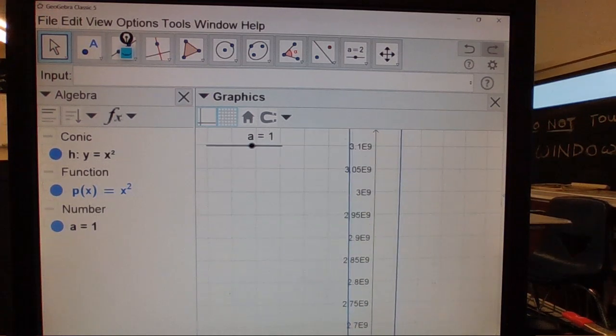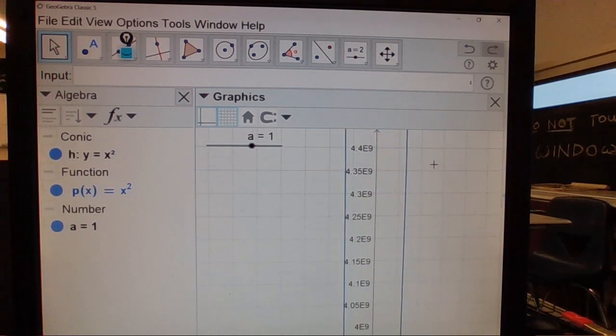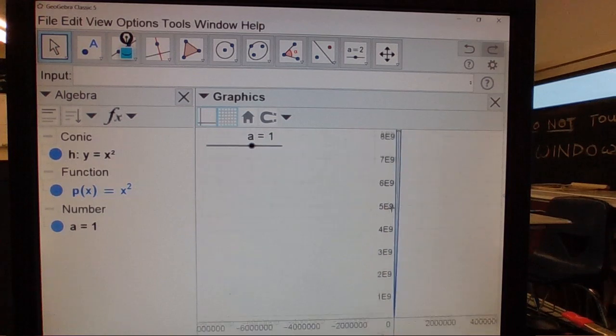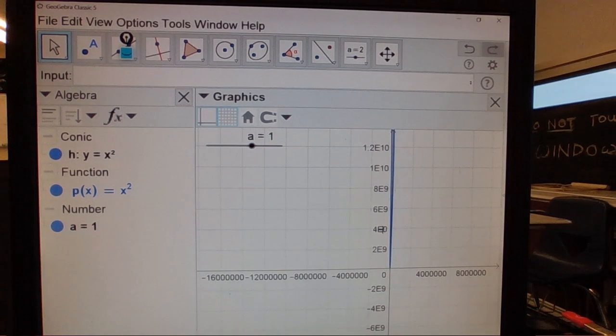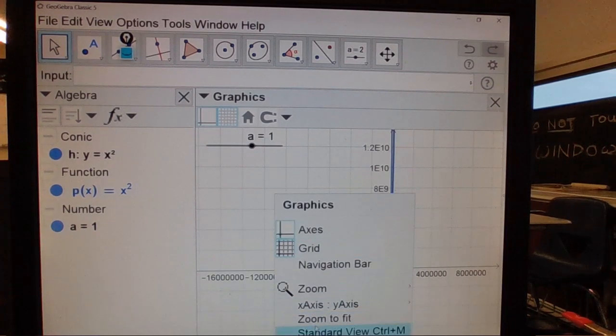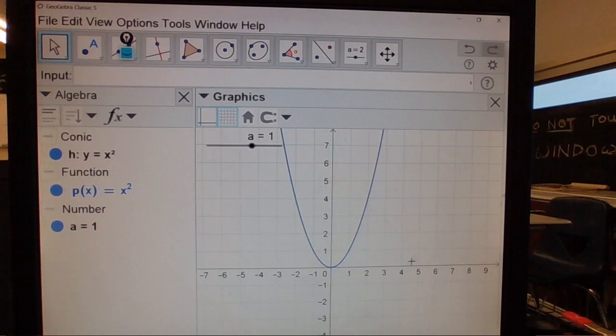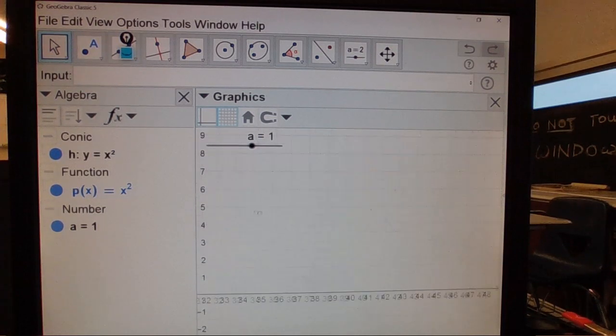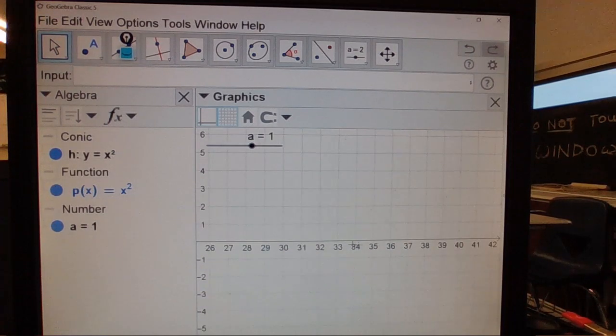And I keep zooming out, but at some point GeoGebra kind of runs out of computing power to give me any more. But the idea is, no matter what you choose for x, if I choose a very, very large number for x, you can always square it and get something even bigger, right? So you're always going to get some y value that's bigger.